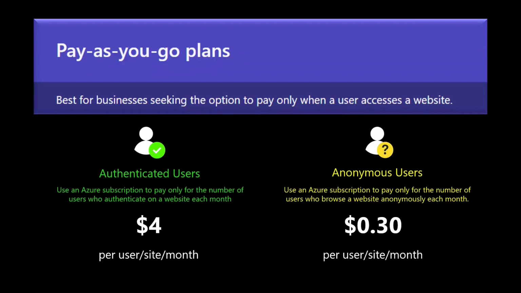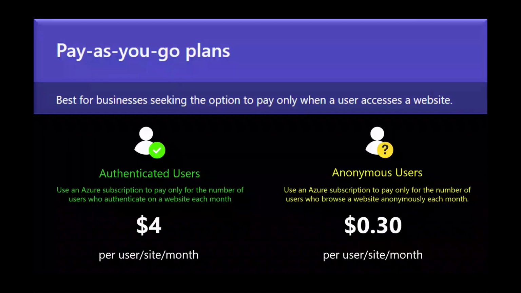OK, so for an authenticated user, you are basically charging $4 per user per site per month. And for an anonymous user, the charge is 0.30 per user per site per month. OK, so all the charges are basically per website per month. So if you have multiple websites, then this charge will be doubled. The only difference between pay as you go and the subscription based plan is that here it's per user, but in the subscription plan it is per capacity pack. OK, it's on a per user basis.